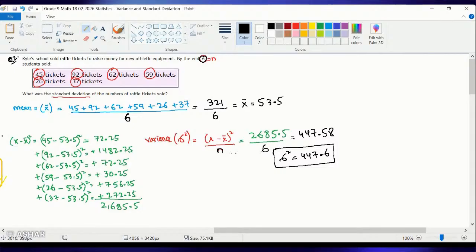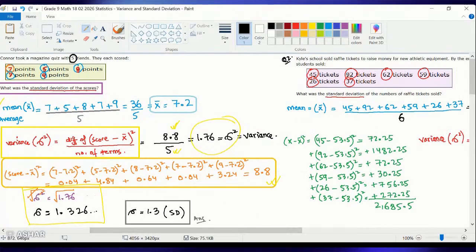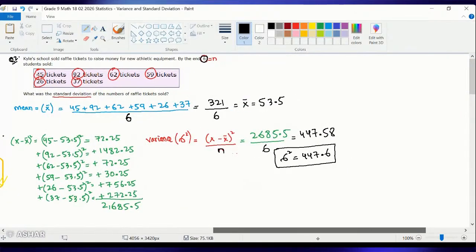If we have the value of variance, can we find the value of standard deviation? We know through our previous working that this is the information given, right? If the value for the variance was 447.6, then standard deviation is denoted by this, right?